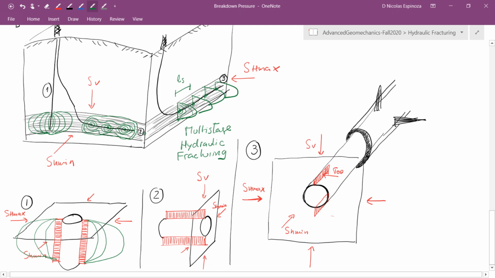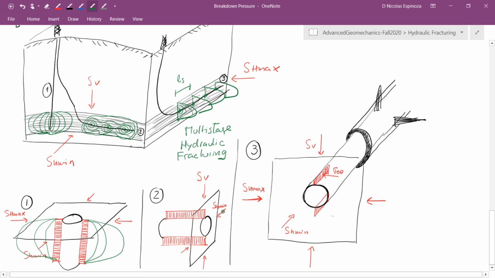What happens in number 2? In number 2, if I were to have also an uncased wellbore and I pressurize it so that the rock starts to fail in tensile failure, I will have this case. And in that case, my tensile fractures would align with SV.